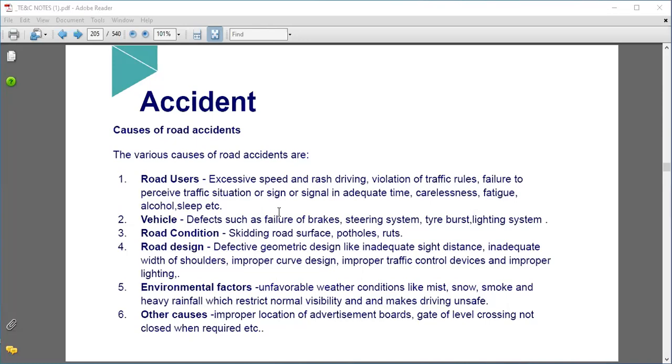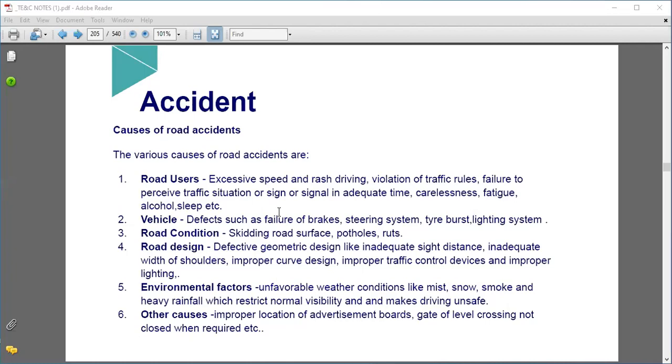So in the other causes, there will be wrong advertisement, if there is an improper location of advertisement boards, or if the gate of a level crossing is not closed when required. In that way, most of the time these factors affect and cause accidents. Okay, so we have to take care about this.